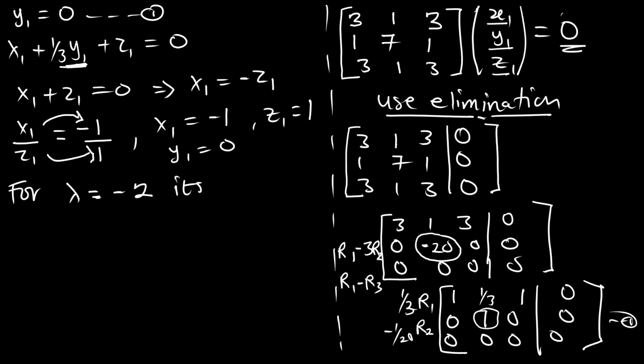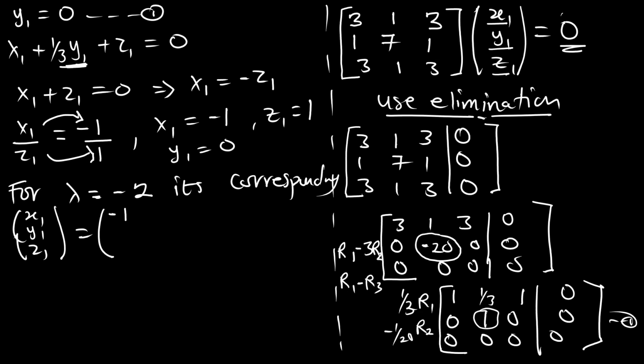Are we okay? So we can conclude that for the eigenvalue lambda equal to negative 2, its corresponding vector, which is x1, y1, and z1, is given where x1 is negative 1, y1 is 0, and z1 is 1 in this form. Are we okay? So we are going to do the same thing for when lambda is equal to 6. So let's look at it. For lambda equal to positive 6, what is the corresponding vector?